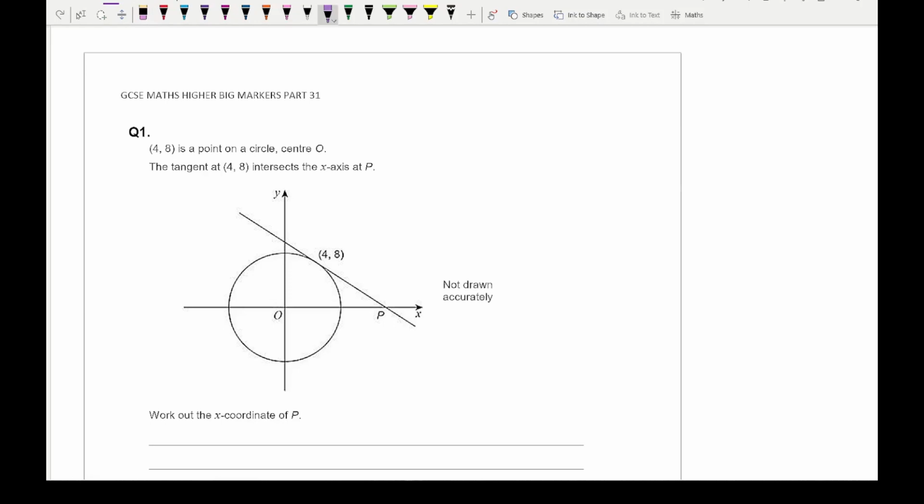Now, whenever you see a circle and a tangent being mentioned, it's always important to mark the radius to the tangent at any point that's been given, and the reason for that is because the radius always meets the tangent at 90 degrees. So if I call this point T, then we know that OTP equals 90 degrees, and the reason for that is because the radius meets the tangent at 90 degrees. It's one of the circle theorems.